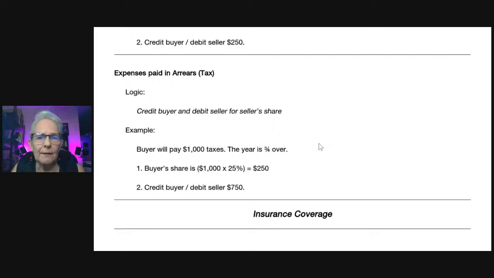They're not doing it by 360 days or 365 days. They're just saying 3/4 of it is over. So you divide the 1,000 by quarters, and 1/4 is 250. So they credit the buyer 250 and debit the seller 750. In the settlement statement or the closing disclosure, both sides, the seller and the buyer, have to be equal.